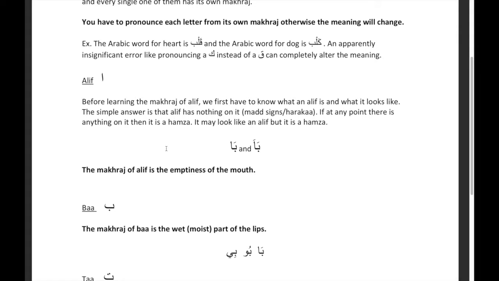As for the sound Alif makes, here this would be pronounced ba. Ba has a different makhraj. However, when you're pronouncing this, the sound that comes at the end is the alif, and that sound is the emptiness of the mouth, because you cannot make the sound without opening your mouth. And when you open your mouth, the space that you create inside your mouth is what's called the emptiness of the mouth.